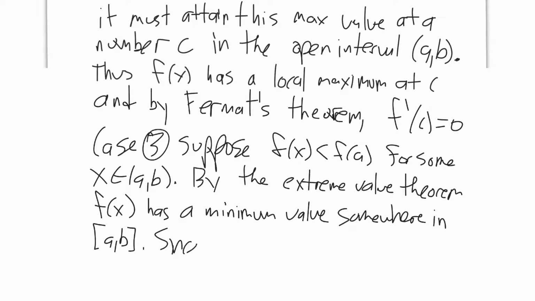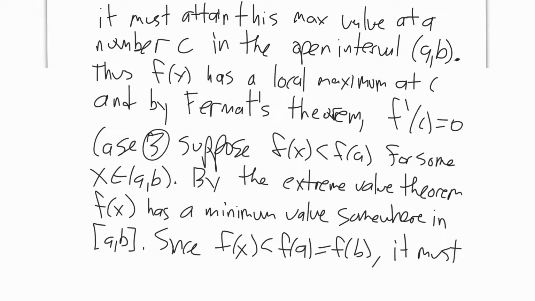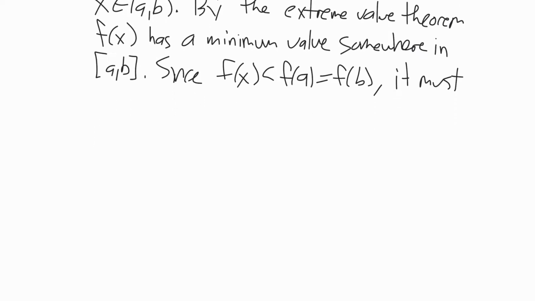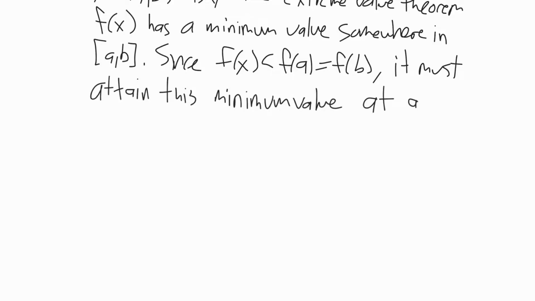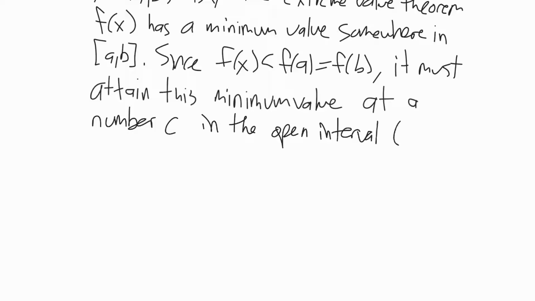And since the function goes down, since f of x is less than f of a equal to f of b, it must attain this minimum value at a number c in the open interval a to b.